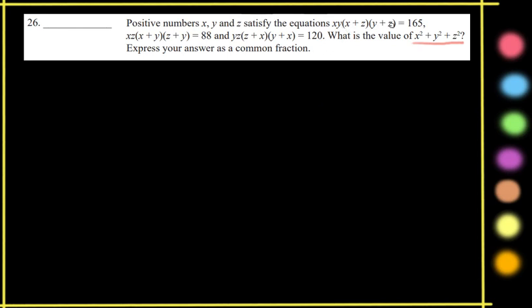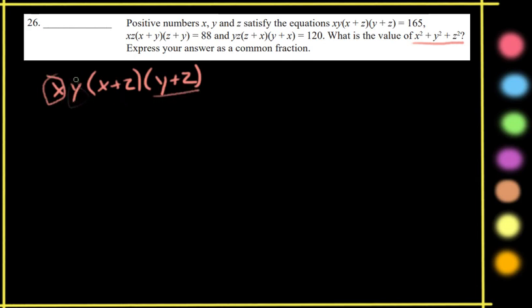What you can do here is you can break this up into 2 parts that each have an x and a y and a z in them. So for example, this 165 equation is xy times (x plus z) times (y plus z). And you can try to break this up into 2 different parts that are kind of symmetric and have all 3 variables. So this x you'll want to pair up with the y plus z so that you get all 3 variables.